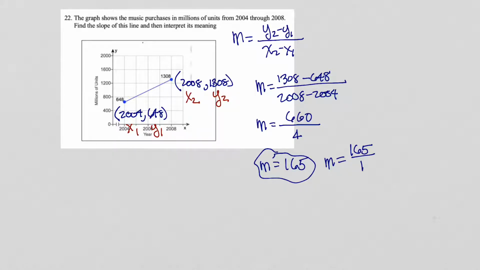So I'm going to write that. This is 165 million units per 1 year. So what it means is, on the average, we're selling about 165 million units every year.